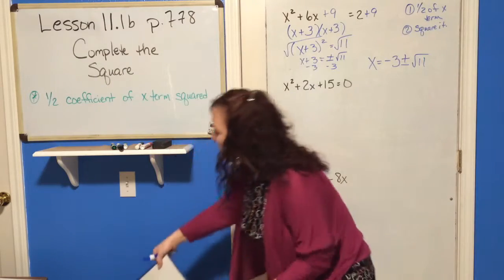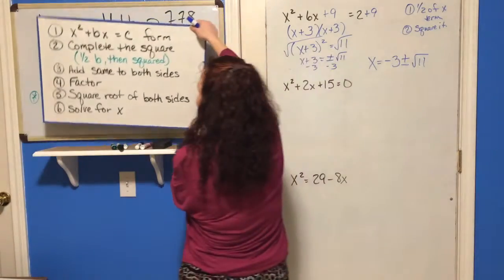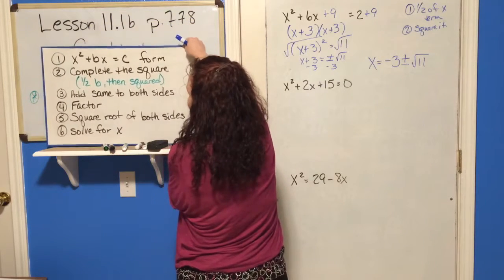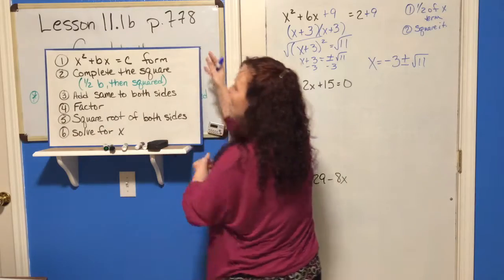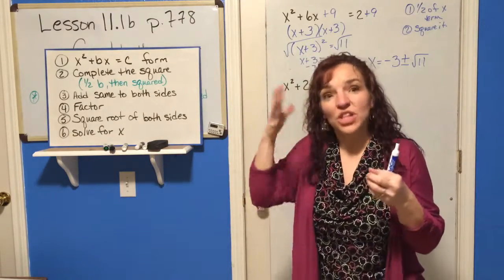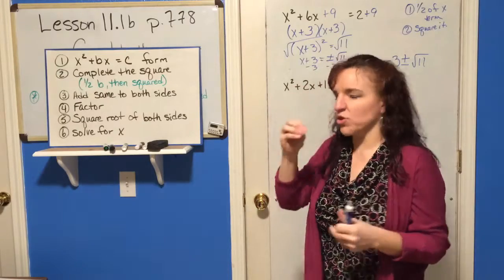Okay, let me give you the steps. Write down the steps. All right, so for solving by completing the square, there are 6 steps. I've broken it down into little steps, so there's a lot of them, but this way hopefully it'll be very understandable.